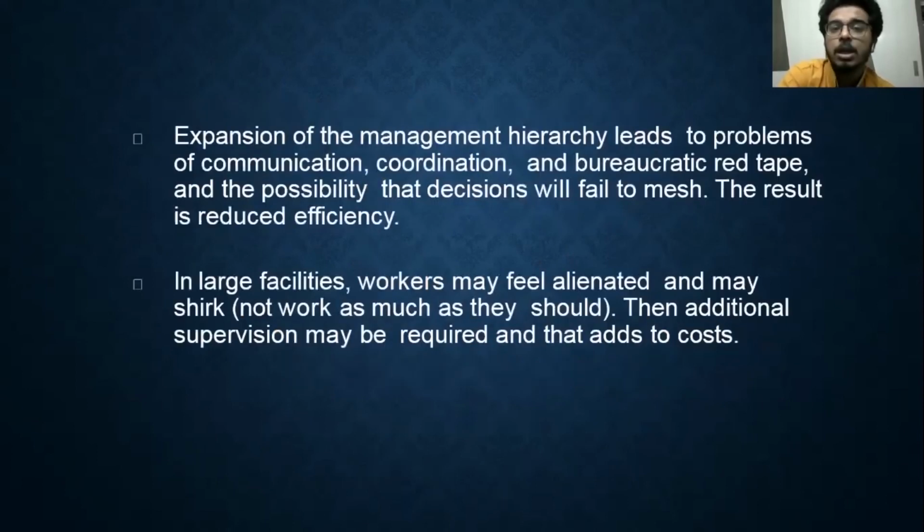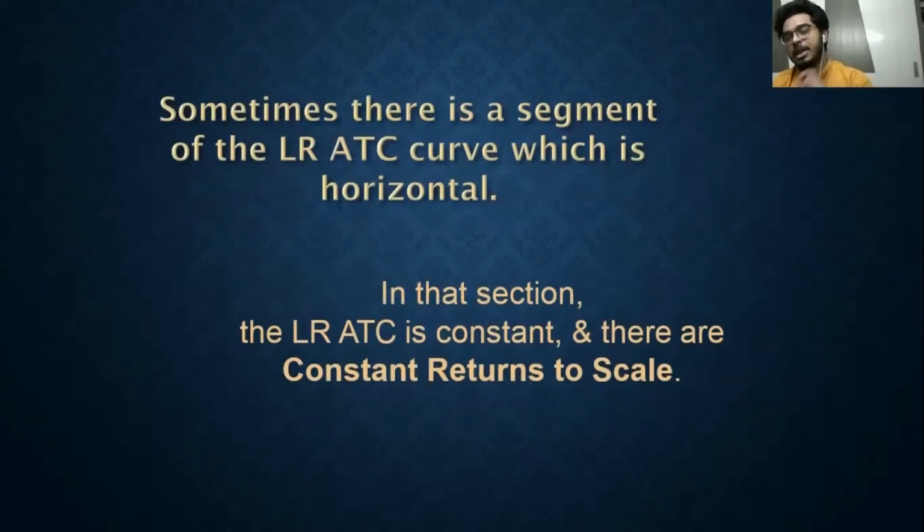All right. So sometimes there is a segment where long run average total cost is constant, a little flatter at the minimum point. That is known as constant returns to scale, where even if the output increases for that period, the cost curve becomes so flat that the cost does not vary with the quantity of output. When you are employing more labor, they are probably manufacturing the same amount. That is why it is average cost, not the total cost.